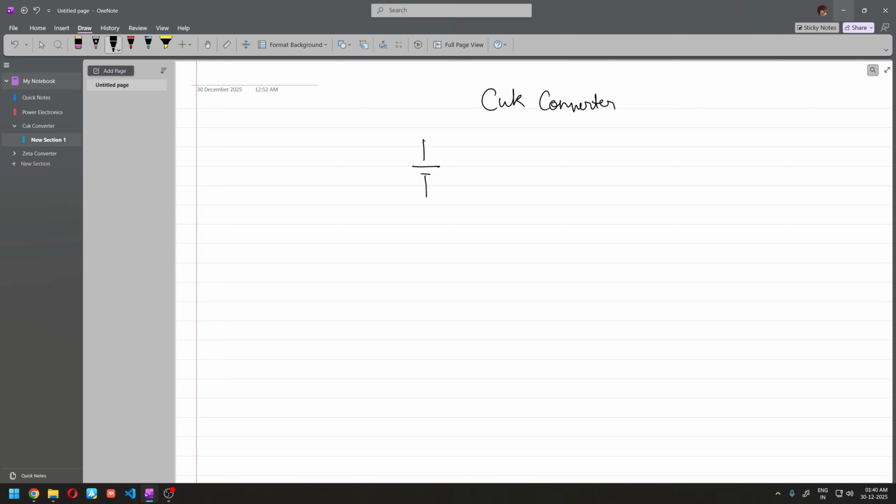We have our source, we have our inductor, we have our switch. I'm just drawing a generic switch. It can be a MOSFET, whatever, but just a generic SPST switch, single pole, single throw. Then we have our coupling capacitor, and we have our diode. We have our LC filter and the resistive load.